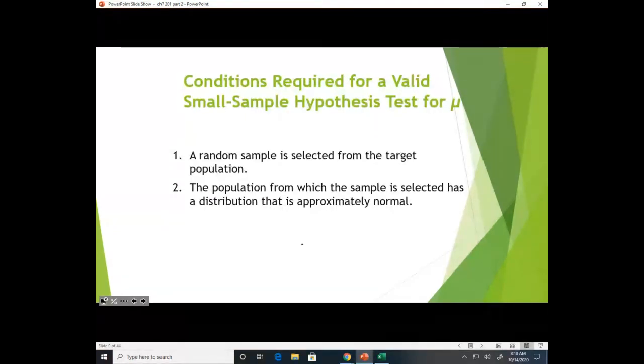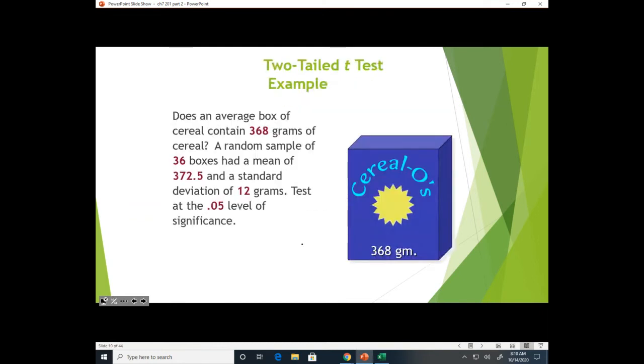So conditions required for a valid small sample size: it's selected as a random sample from the target population, and the population from which the sample is selected has a distribution that is approximately normal. So come back to this example that we did the other day. Technically, with 36 boxes, we can use the normal distribution, but we can still use the t-distribution because it is a relatively small sample size compared to all the cereal boxes in the world.